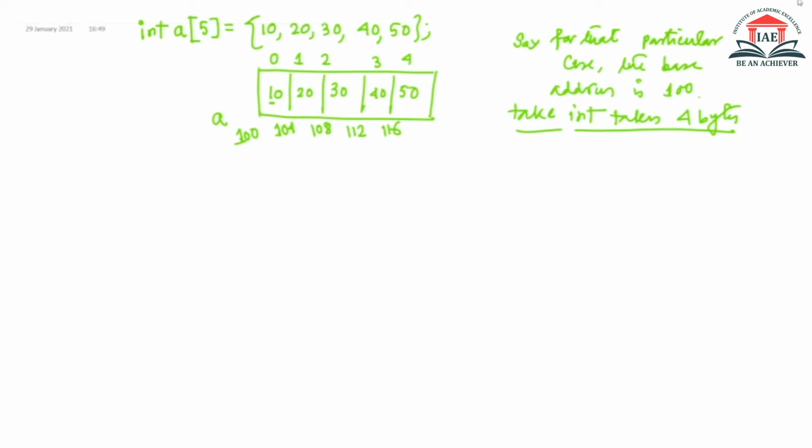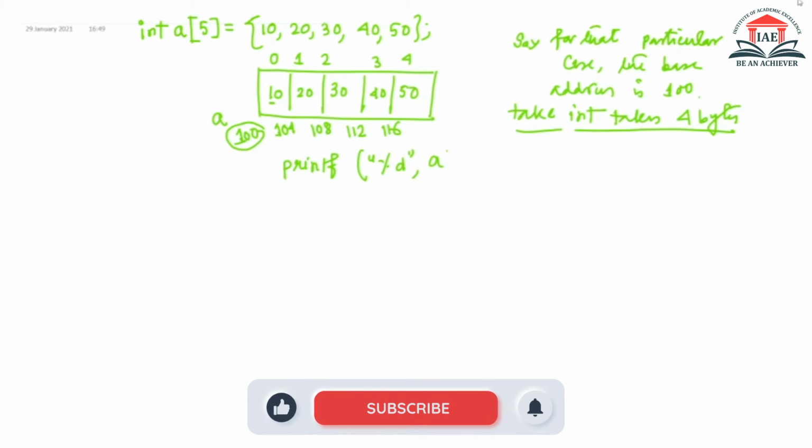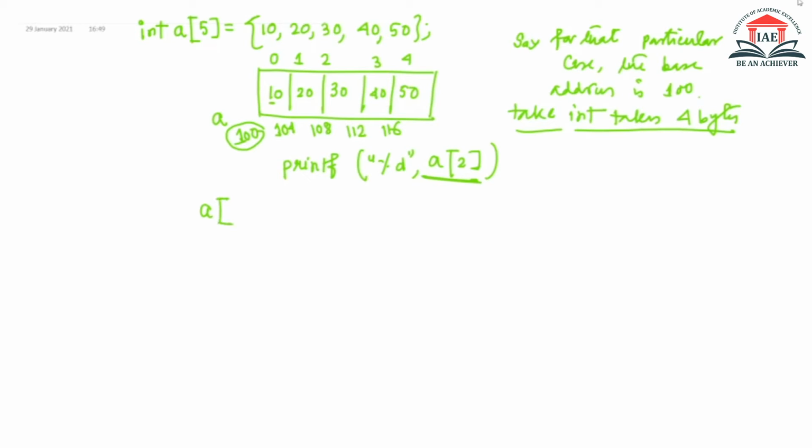Now the thing is that the array does not remember the whole data. It will only know the base address, and at runtime it will compute the other locations. How? If you want to print, say, the value of A[2], how will A[2] be computed internally? If it is A[2], it means it will compute A plus 2 times the corresponding data type size.